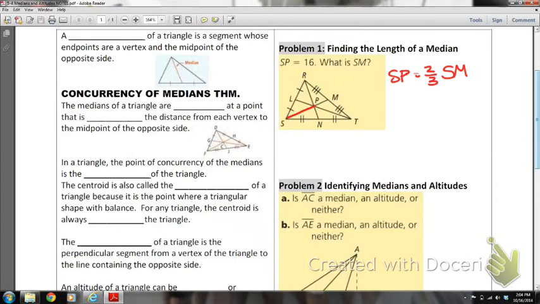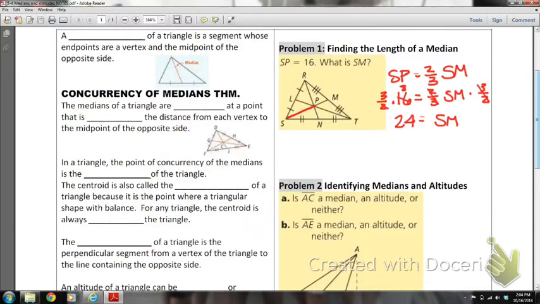So SP, it tells us, is 16, and that's 2/3 of SM. So if we multiply both sides by the reciprocal of 2/3, so multiply both sides by 3/2, that cancels. We have SM is equal to 2 going into 16 eight times, and 3 times 8 is 24. So SM is 24.